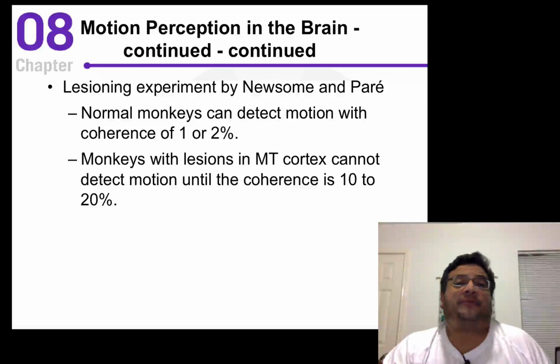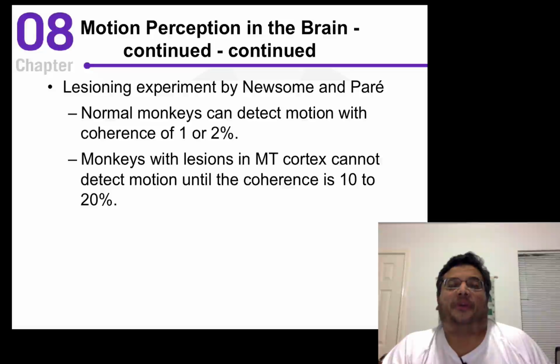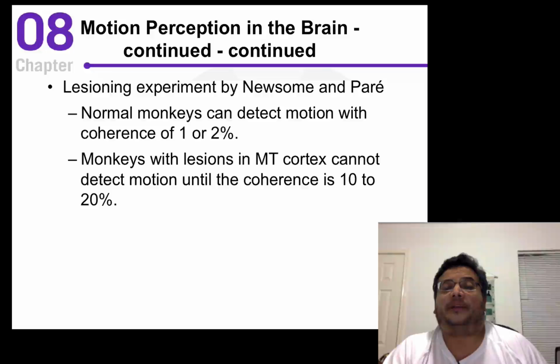So what happens if we lesion this part of the brain? In other words, if we drop a chemical or an electrical burn into that part of the brain? Well, a normal monkey with a normal brain can detect motion with only 1 or 2% coherence, if you can believe that. So if only 1 or 2% of the dots that appear on the screen are moving in a particular direction, a normal monkey can detect that, which is pretty amazing.